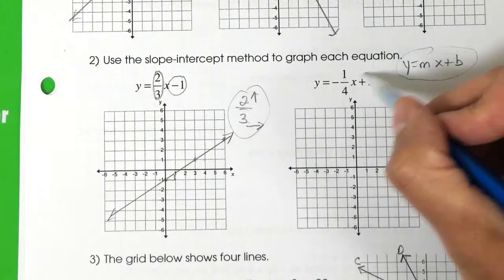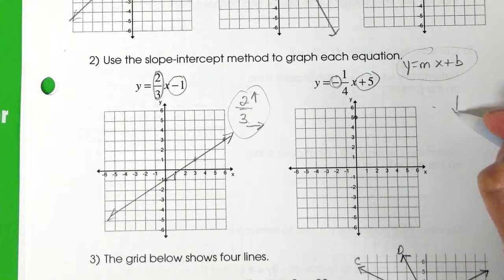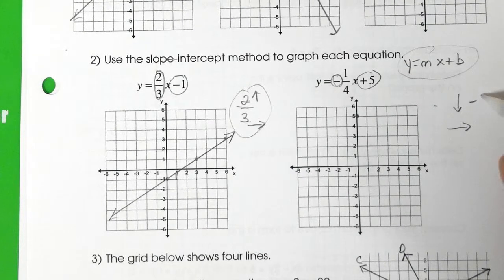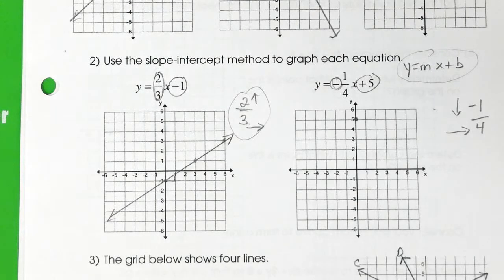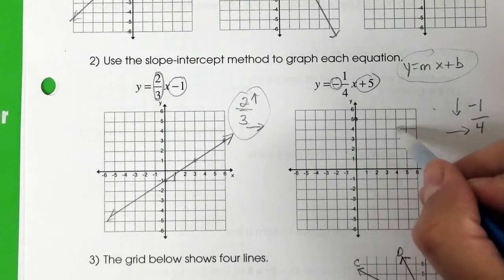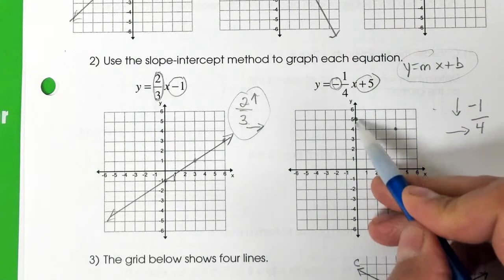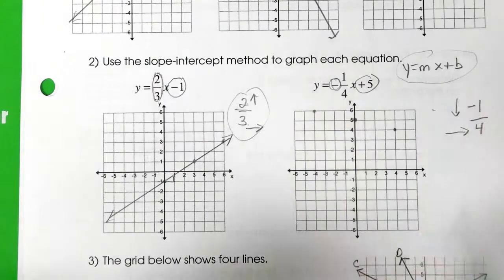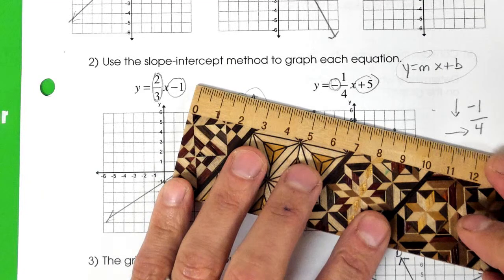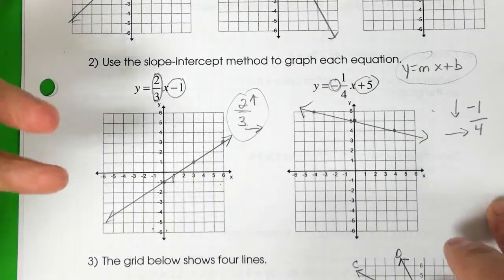All right, the second one has a y-intercept at +5. So if we plot a +5, and now this slope is negative. Okay? So a negative slope, remember, goes down and to the right. So we'll be going down 1 unit and 4 units to the right. Down 1 and 4 units to the right, and then we would end up off the grid. So we could counteract that with a third point. We could go 4 units to the left and 1 unit up. And a graph would look like this.